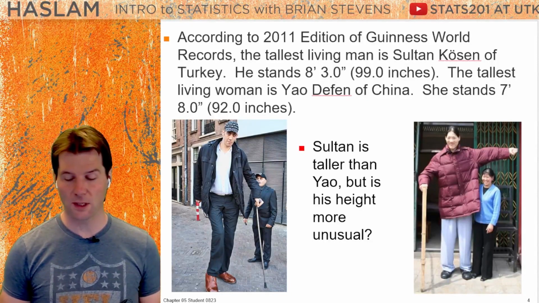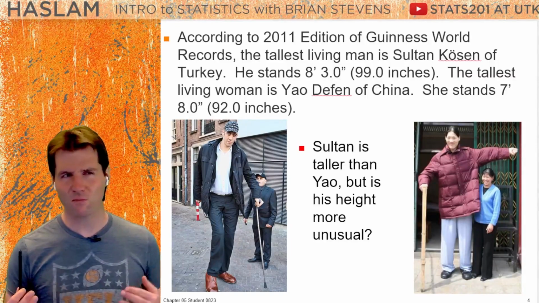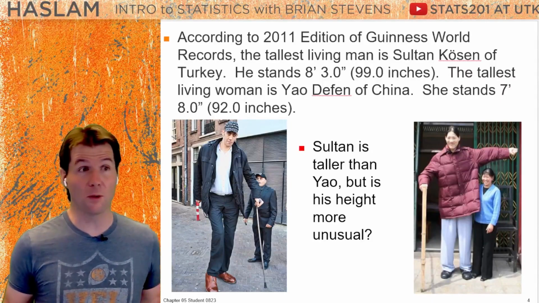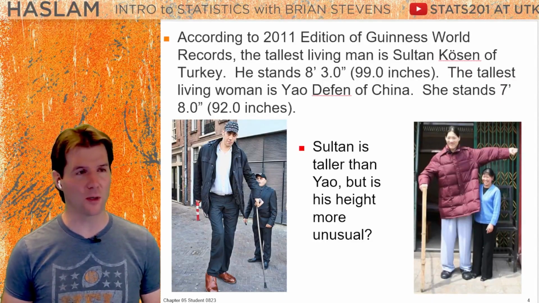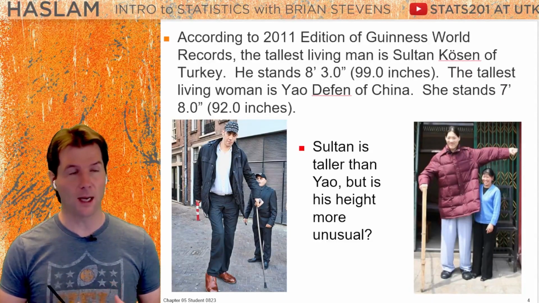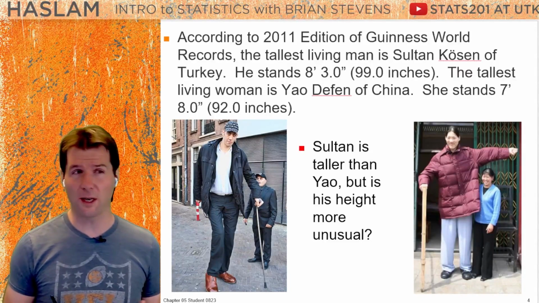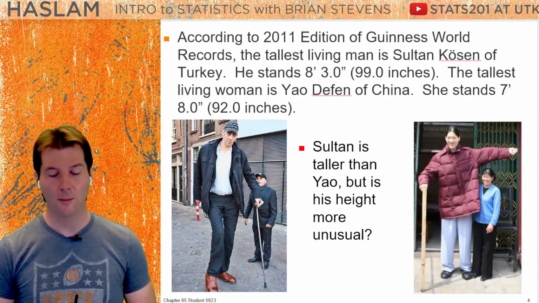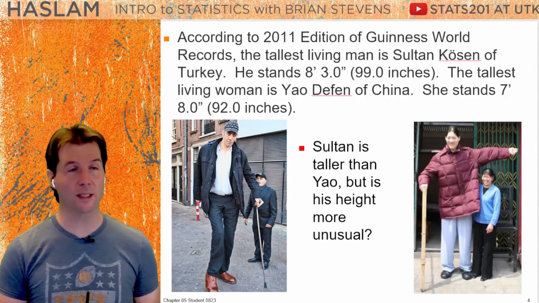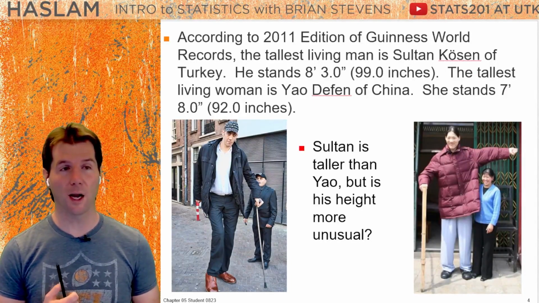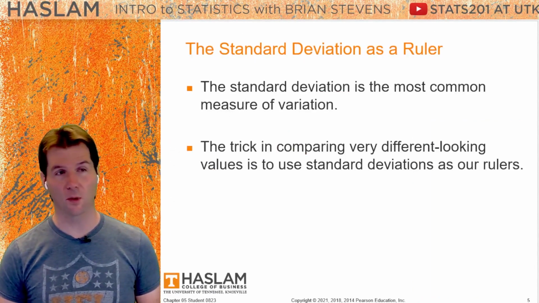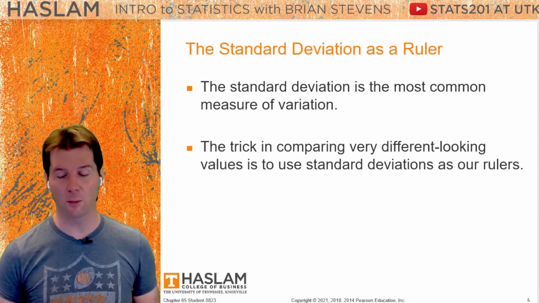Now, it's pretty easy to say if you have a male who's 6 feet tall and a female who's 6 feet tall, then probably you'd think, well, the male's more unusual because males are typically taller on average. So with that in mind, Yao's a little bit shorter, but hey, maybe this is really tall for a female. Well, we'll find out here in a moment because we'll need to compare them to their respective distributions to figure out how unusual they are. So this is what we're doing in this chapter. We are comparing things on an equal playing field.